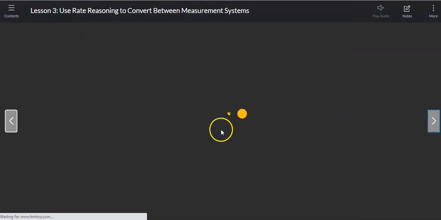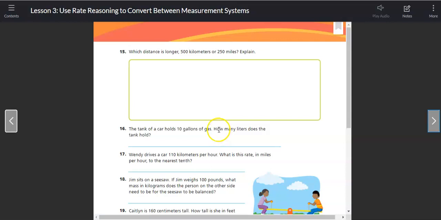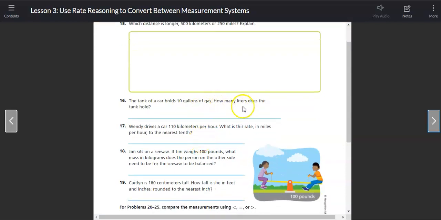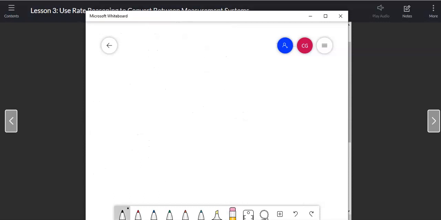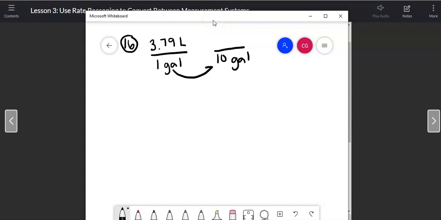Okay, let's take a look at number 16. The tank of a car holds 10 gallons of gas. How many liters does a tank hold? So we're looking at gallons and we're looking at liters. So I know there are 3.79 liters in 1 gallon. And they gave us 10 gallons, so we're going to put the gallons on the bottom since I put it there. You could have had it on the top too, does not matter.